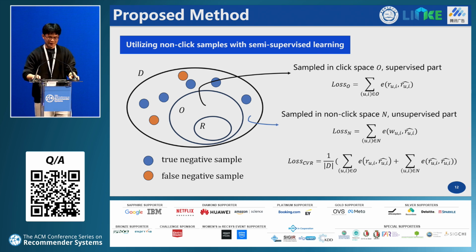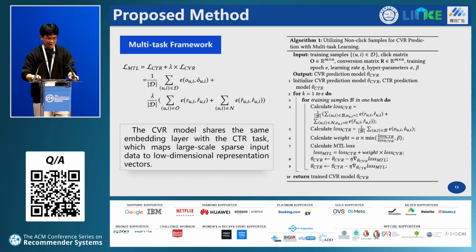And here we do not add weights, because if the WUI is predicted correctly, then ideally this CVR loss is an unbiased estimator of the ideal CVR loss. Also here we present a multitask framework, and we introduce the CTR task, because in further ablation studies, we find that by introducing the CTR task, the CVR model gets a very significant gain. The CVR model shares the same embedding layer with the CTR task, which maps large-scale sparse input data into low-dimensional representation vectors.